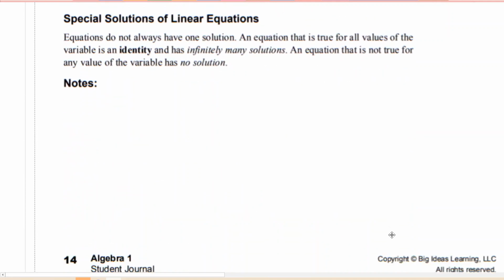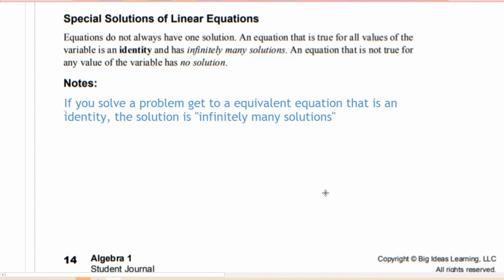Now, there are some special things. We've got an identity, and then we've also got no solution. So I'll show you what an identity is. So if you're solving a problem and then eventually you get to an identity, then the solution that you would write down is "infinitely many solutions." Quote, that's what you would literally write.